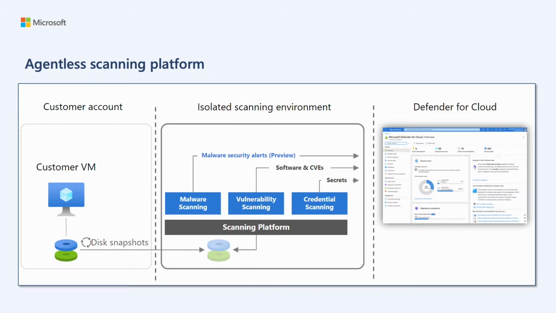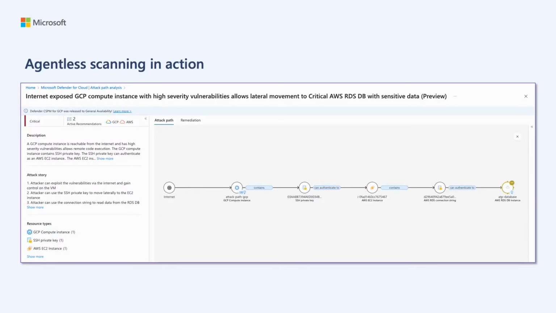This is something that we can definitely show customers. And as you correctly said, this is not necessarily an attack that is happening at the moment, but it gives customers insight into what could happen in a particular way. And I do have an attack path that I brought with me just to explain how everything works together and what it means, what we can actually show in Defender for Cloud. So the attack path that we see here has a very long name, and it says Internet Exposed GCP Compute Instance with high severity vulnerabilities allows lateral movement to critical AWS RDS DB with sensitive data.